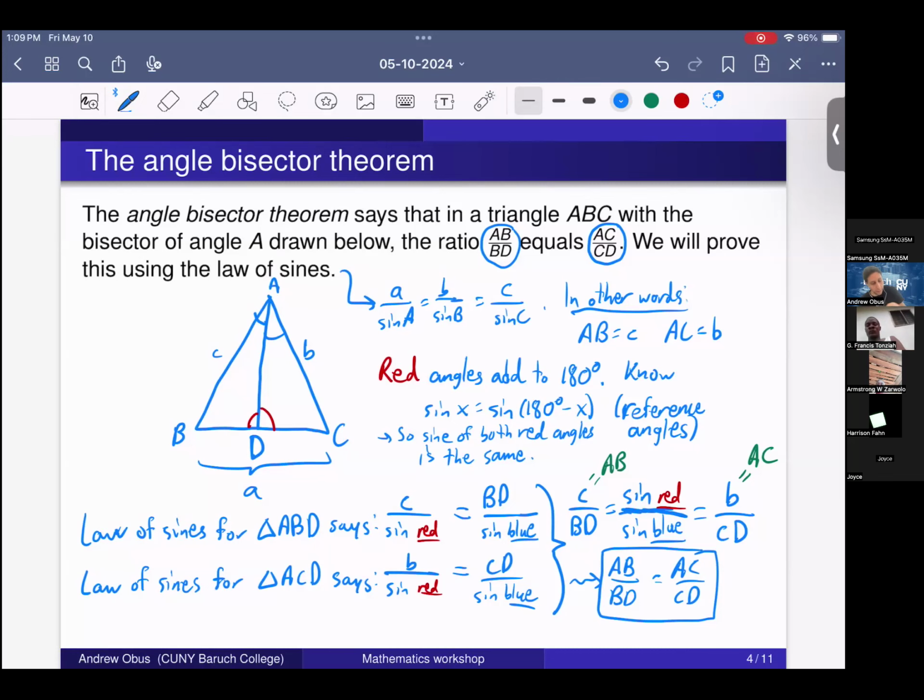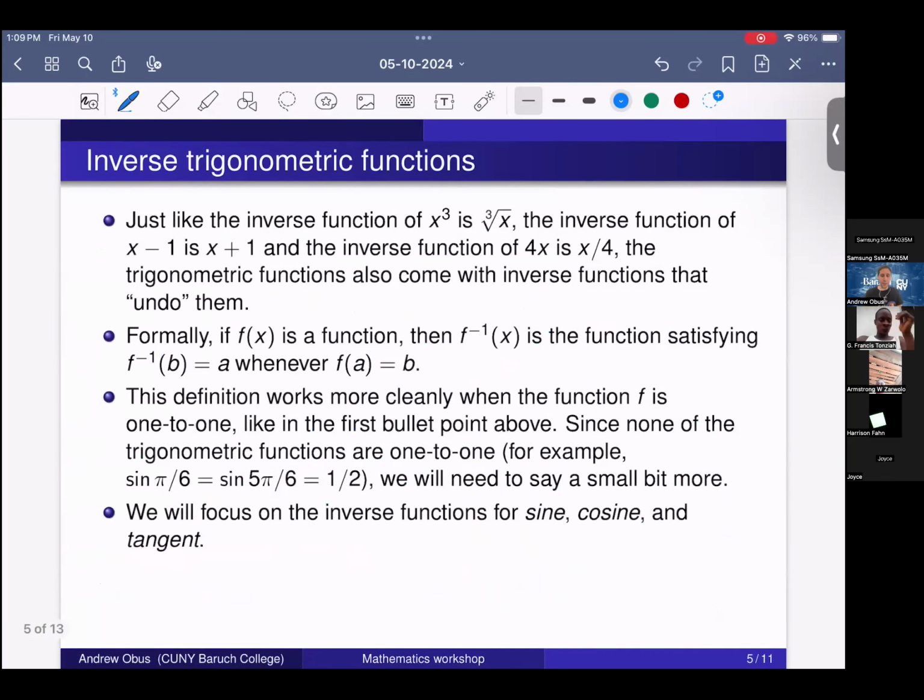All right, great. Okay. So let's go to the main topic for today, which is inverse trigonometric functions. Okay, so we'll have some time to do these. So we've seen inverse functions. So I won't say for every function, but for many functions in mathematics, we have an inverse. So the inverse function of x cubed is cube root of x. The inverse function of x minus 1 is x plus 1. And the inverse function of 4x is x over 4, right?